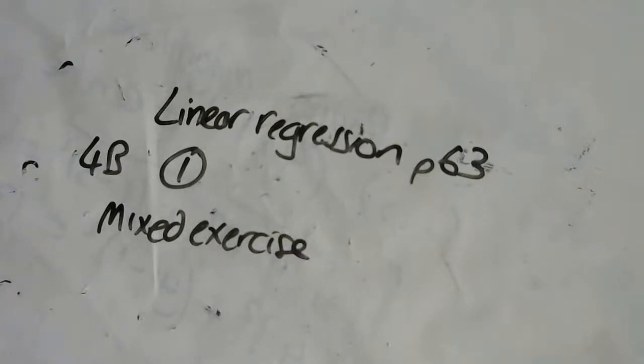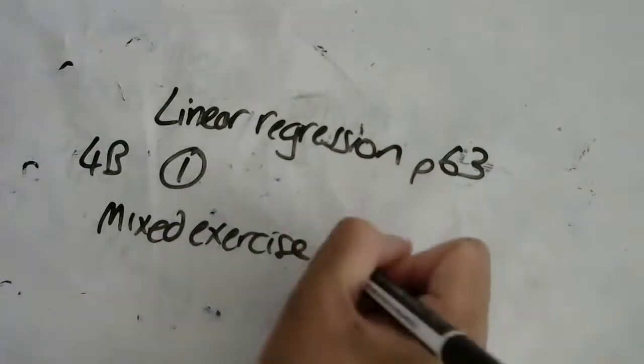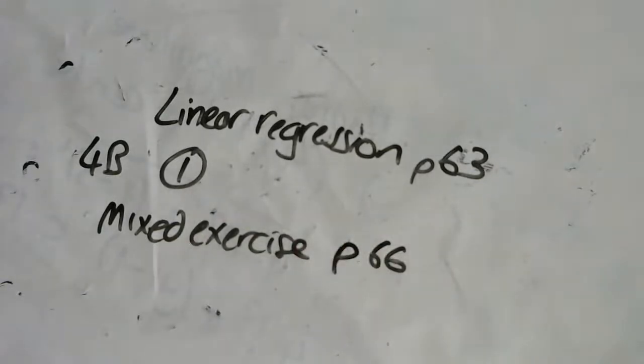All right, let's do this. So the example I promised you was 4B question 1. I'm going to finish one example for you, and then you're going to do the mixed exercise. By the way, the mixed exercise isn't on 63, it's on page 66, actually. So I'm going to do question 1 from page 63. You do the mixed exercise on page 66, if that's not clear. Let's roll.